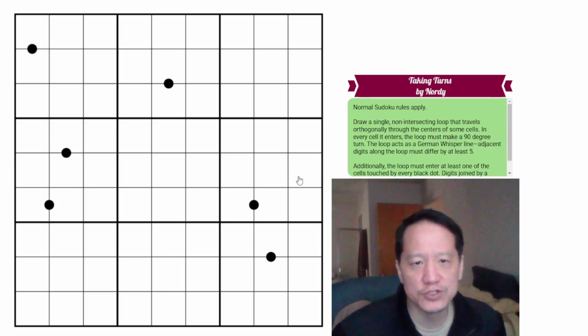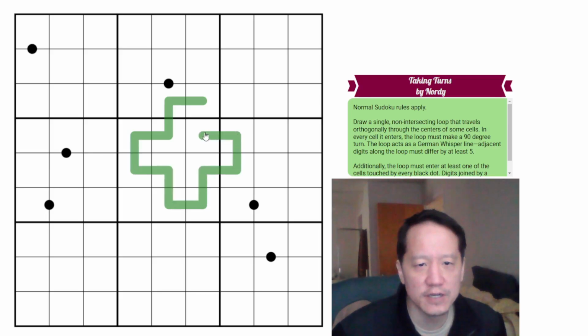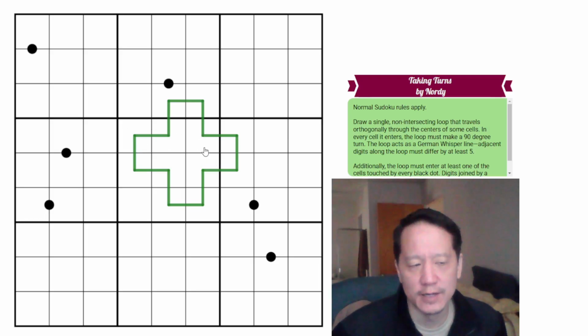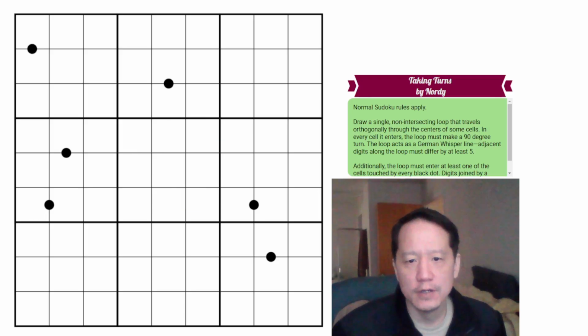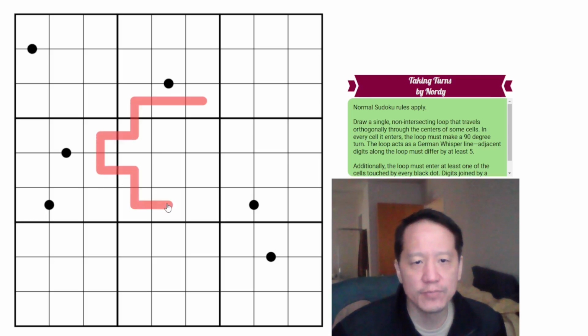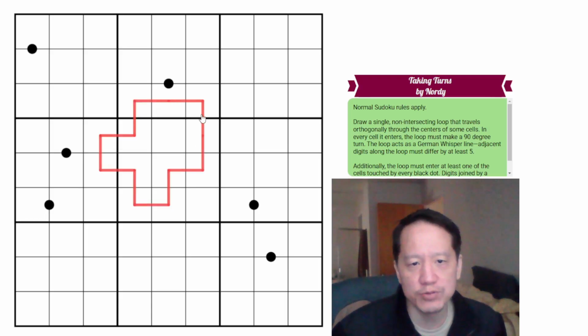As an example, let's show an example. This is the edge only. We want center only. So this would be a valid loop because it takes a 90-degree turn every time it enters a cell. This would not be valid because there are two places where it doesn't take a 90-degree turn once it enters a cell. It would be specifically this cell and this cell where it does not take a 90-degree turn.